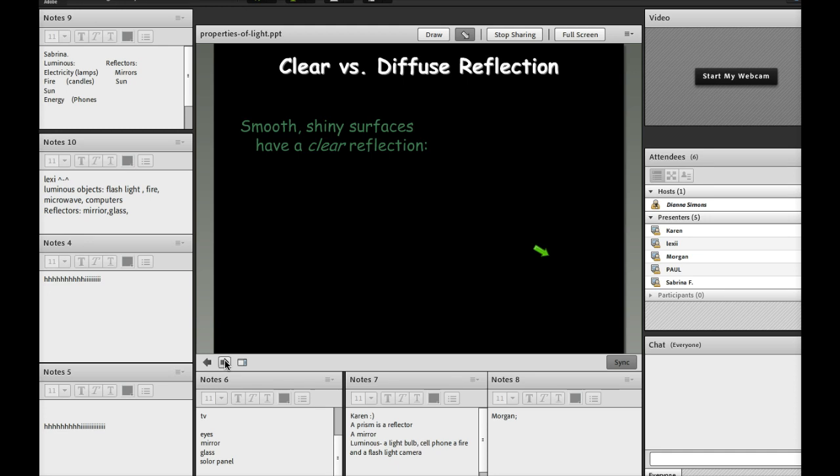So those are things that are going to get diffused reflection because it's not smooth and it's not shiny and it's not clear.